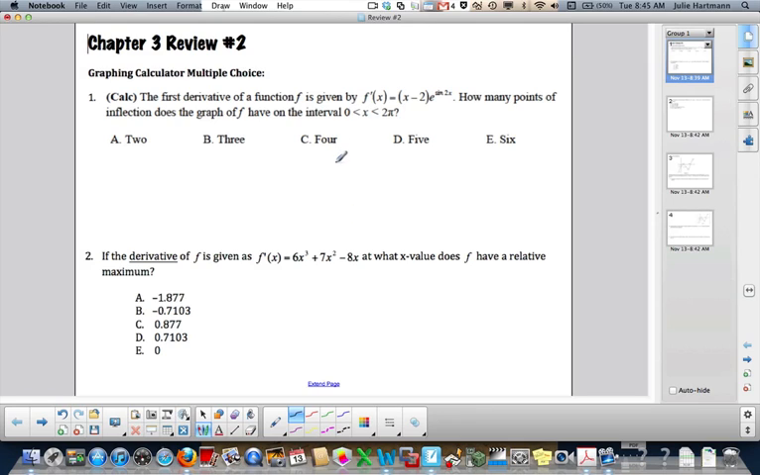All right, here's chapter 3, review number 2. Number 1, you're using your graphing calculator for these. So number 1, the first derivative of a function f is given by this function right here. How many points of inflection does the graph of f have on the interval from 0 to 2 pi? And also take note, that's not including 0 and 2 pi.